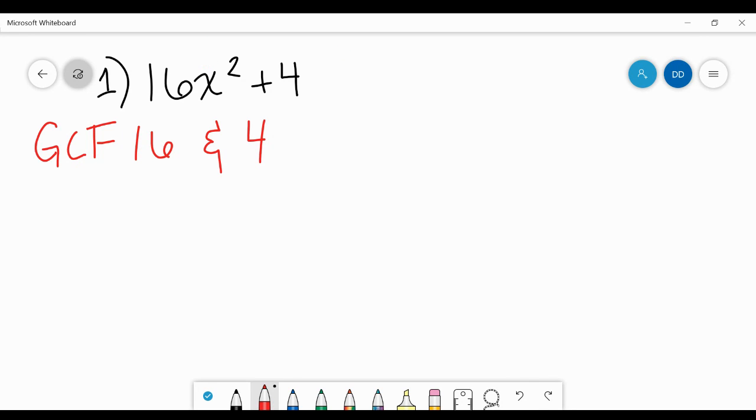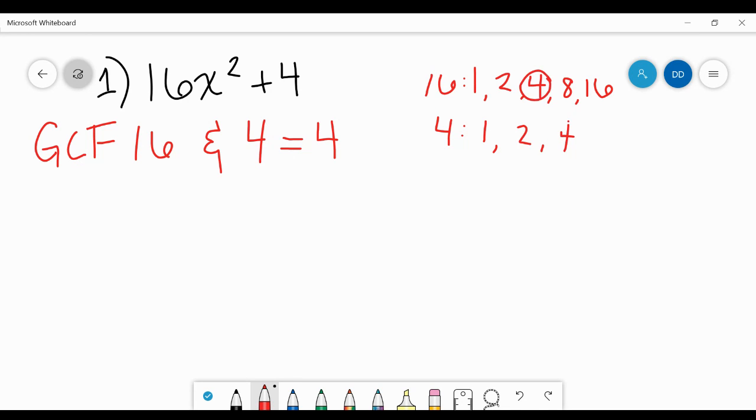So we need to find a GCF of 16 and 4, and the biggest number that can be divided into both of those is 4. If you need to write out all the factors of 16 and all the factors of 4, for example, the factors of 16 are 1, 2, 4, 8, and 16, and then the factors of 4 are 1, 2, and 4. So the largest one they have in common is 4. That's fine. You can write it out to help you. If you don't need to do that, that's also fine.